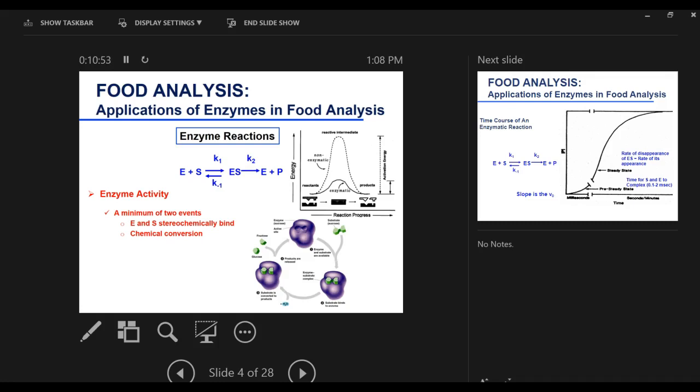So by definition, enzymes are catalysts. They're biological catalysts. So that by being catalysts, they are reducing your activation energy to induce the reaction to go forward with less energy needed. Okay? So two events: stereochemical binding, very specific binding of a substrate and an enzyme, and then a chemical conversion occurs since you have reduced the activation energy.